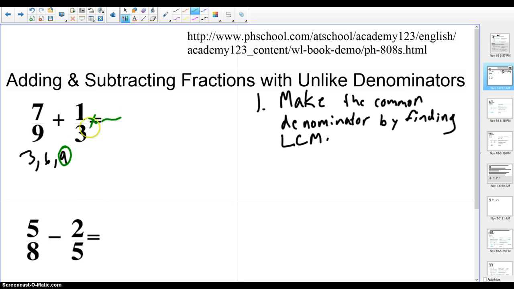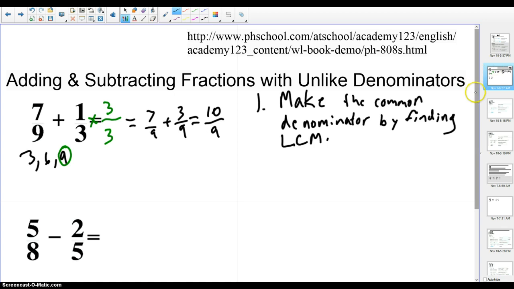So just like we were doing yesterday, we multiply the bottom by 3, and because we've multiplied that by 3, we need to do the same thing to the top. So our problem turns into 7/9 plus 3/9. Once we've done this, the bottom is going to stay the same, and we add the tops. So we get 10/9.